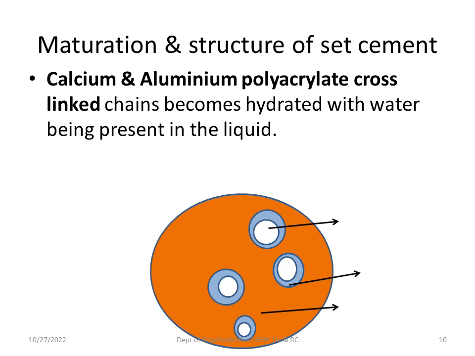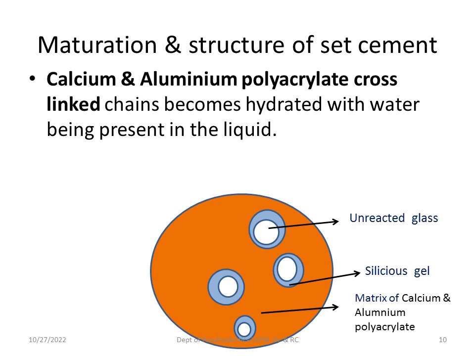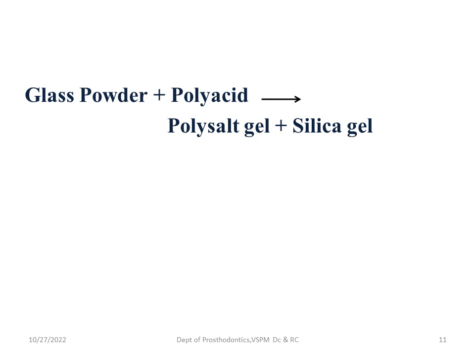You can see in the center, the white part is the unreacted glass particles surrounded by the silica gel, and all these are embedded in the matrix of calcium and aluminum polyacrylate. So in short, we can say that glass powder, that is the powder component, reacts with the polyacid, that is the liquid component, to form the polysalt gels and silica gel.